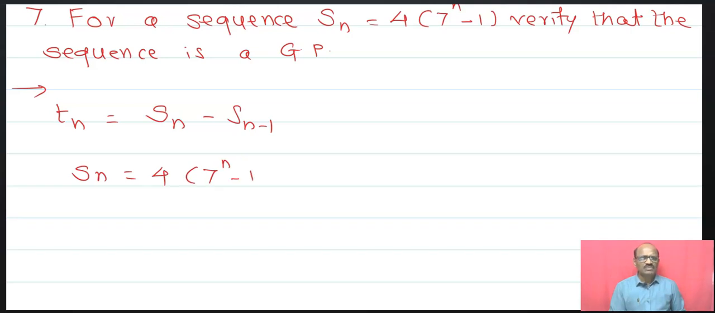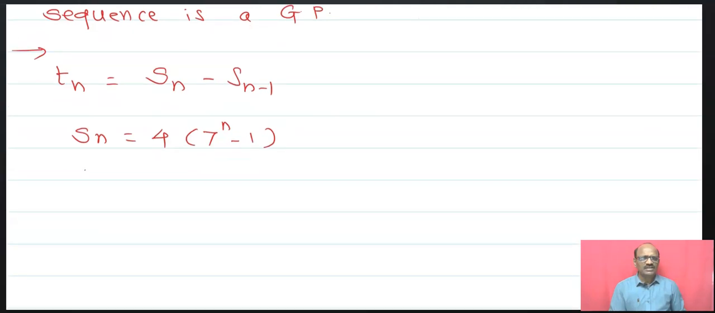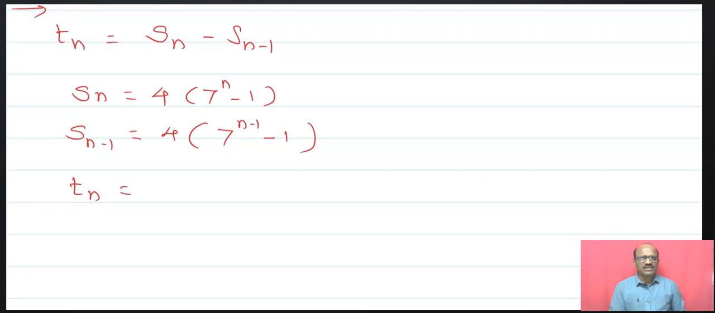Now Sn is equal to 4 in bracket 7 raised to n minus 1. For Sn minus 1, n is replaced by n minus 1, so 7 raised to n is replaced by 7 raised to n minus 1. Again, you learned in the 10th standard that Tn is equal to Sn minus Sn minus 1, when you learned the arithmetic progression. The formula for Tn is the same here: Tn is equal to Sn minus Sn minus 1.